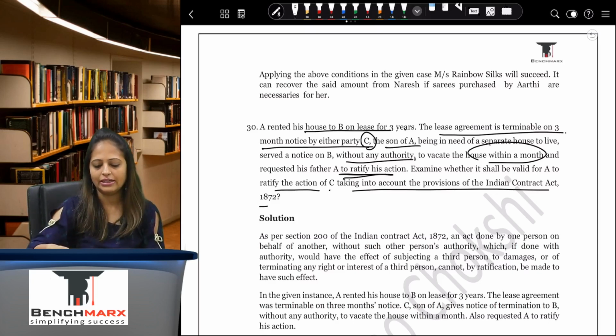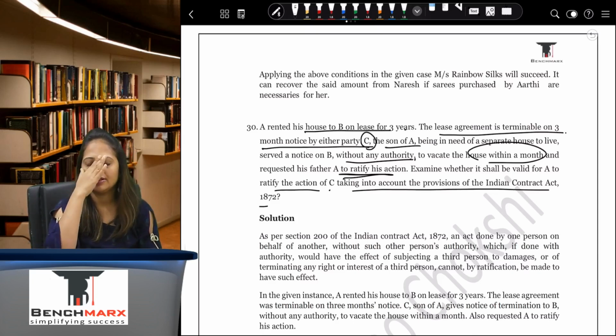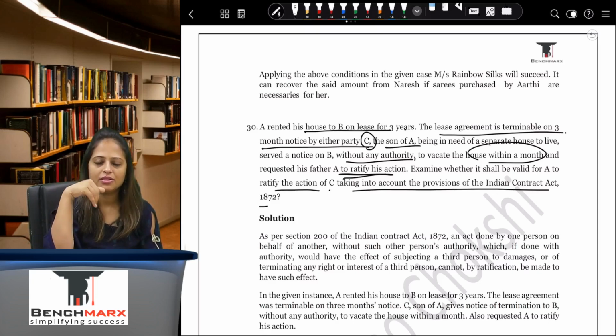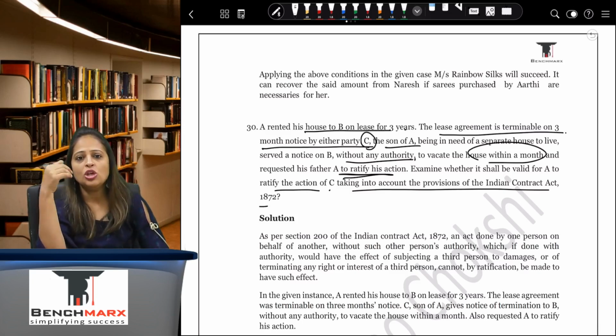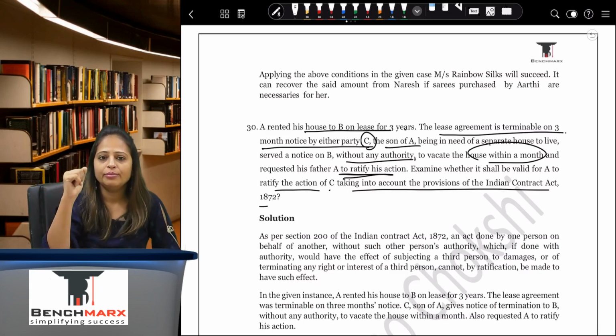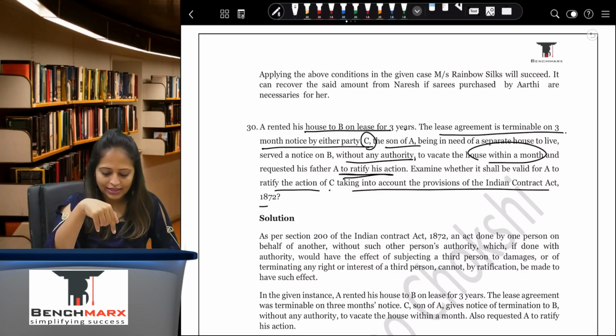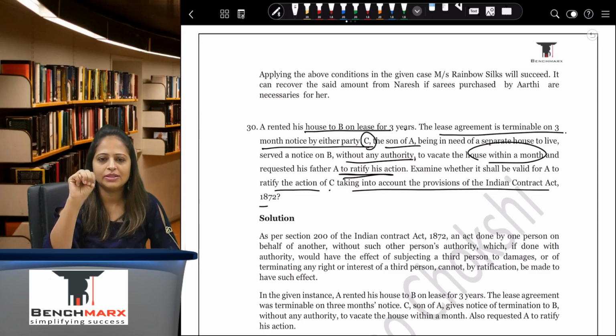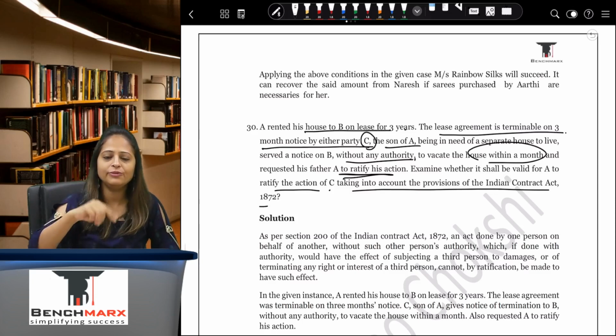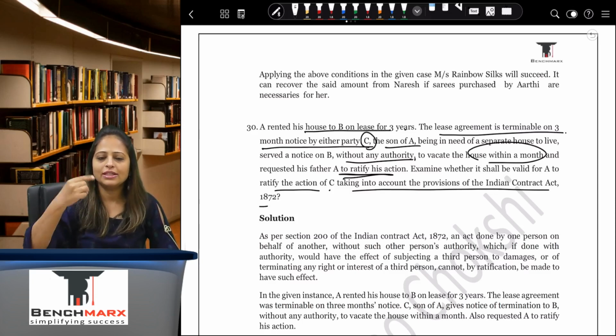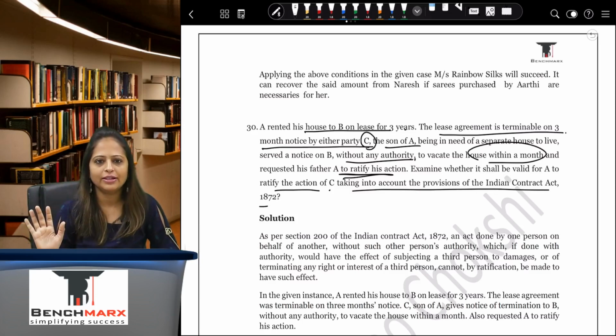So, here if you are not an agent and if you do something on behalf of the principal and you want the principal to ratify the act, the principal can ratify the act. Remember the essentials of ratification that you studied, so it's on that concept. So, he can ratify the act, but what is happening here is that the agreement says there has to be 3 months' notice, but he is giving only 1 month's notice. So, if the ratification is causing any loss or damage to the other party, then you cannot ratify the act.